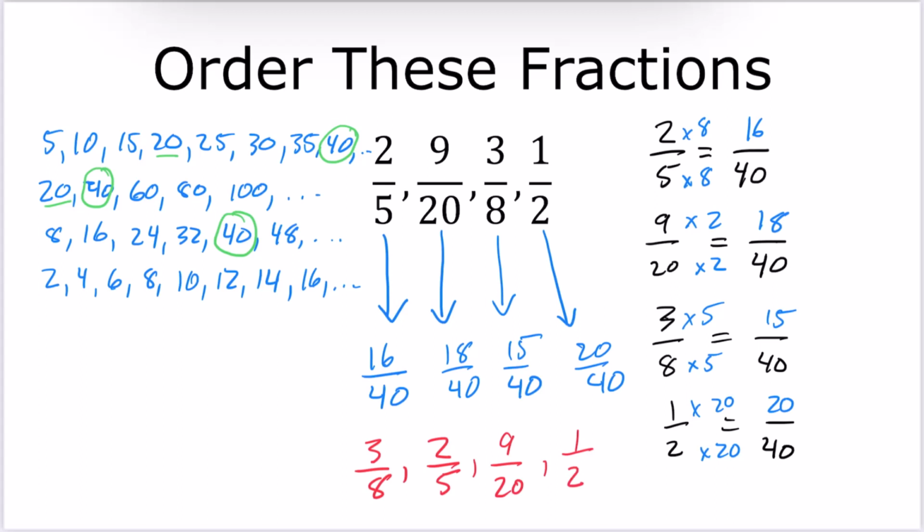And that's consistent with what we got with our benchmark fractions because all of the other 3 fractions were less than 1/2, and 1/2 is equal to 1/2. And so this would be the correct ordering for these 4 fractions.